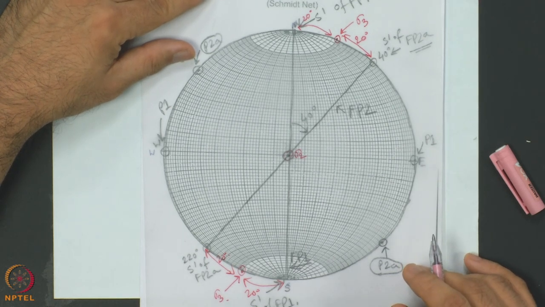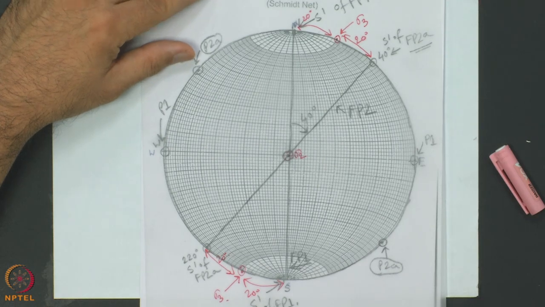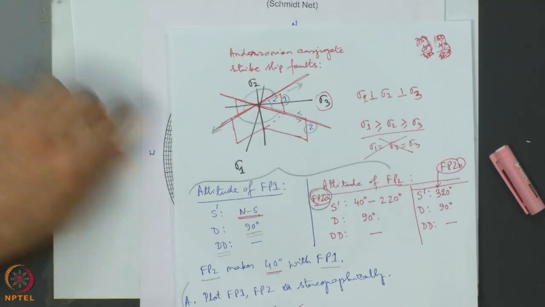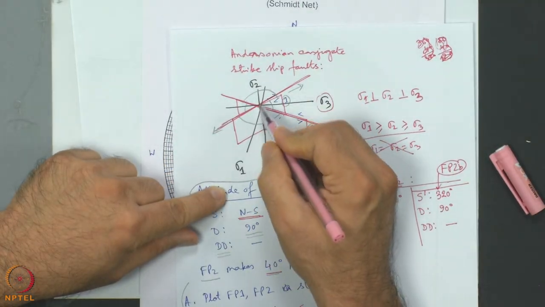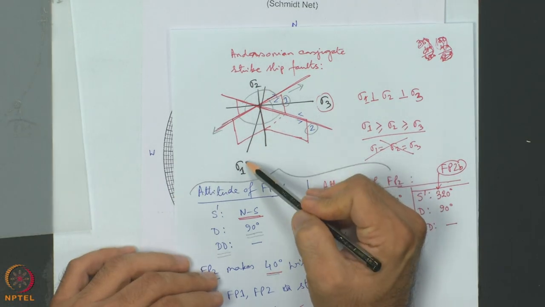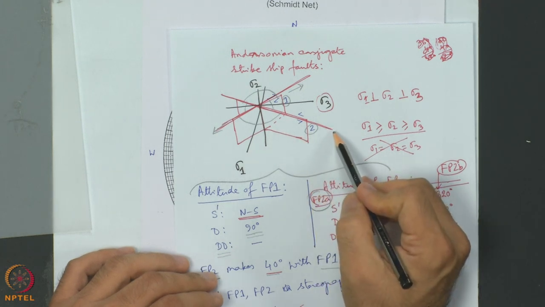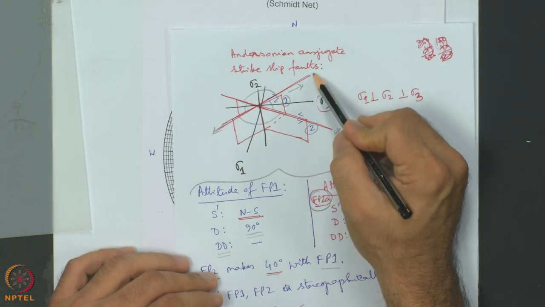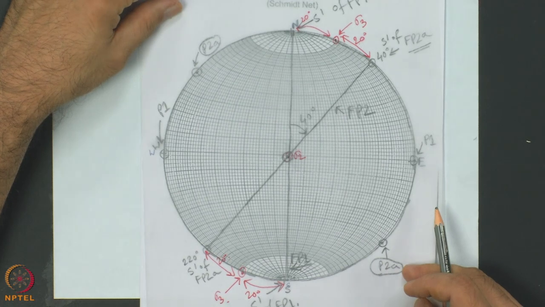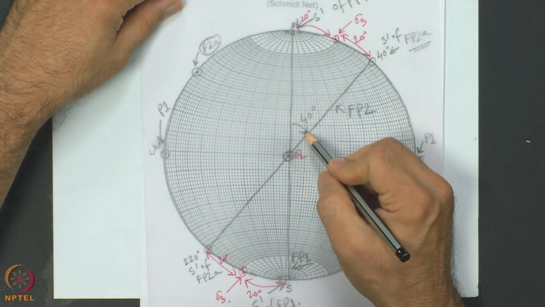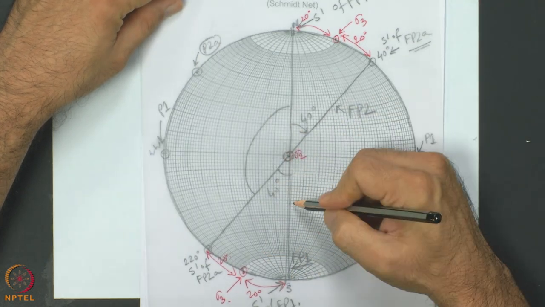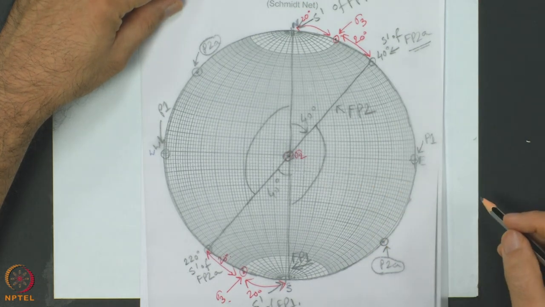The next point is we have to plot sigma 1. How is sigma 1 oriented? Have a look. Sigma 1 is the bisector of the obtuse angle made by the strike lines of plane 2 and plane 1. So let's look at it. This was the acute angle of 40 degree and the bisection has been made. These are the obtuse angles, they have to be bisected.